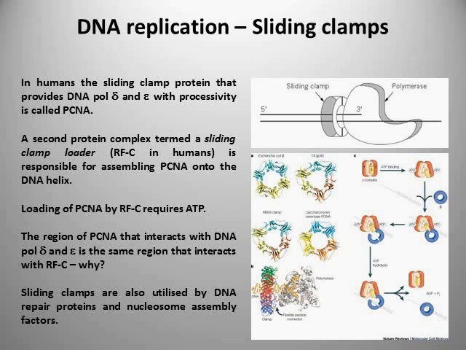with, there's no way that RFC can accidentally remove this processing factor, this sliding clamp, from the DNA halfway through the replication process, because the loading protein RFC simply can't get access to the binding domain it needs to remove the sliding clamp, because the polymerase enzyme is occupying that binding domain. Only when DNA synthesis is complete and DNA polymerase is released from the sliding clamp can RFC then come in and remove it from the DNA, the end of replication.